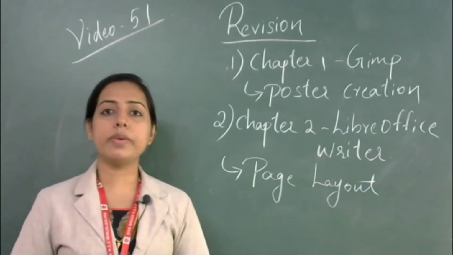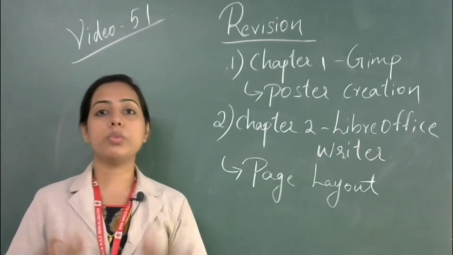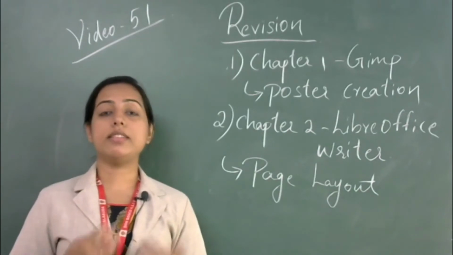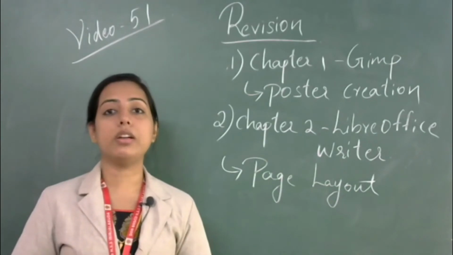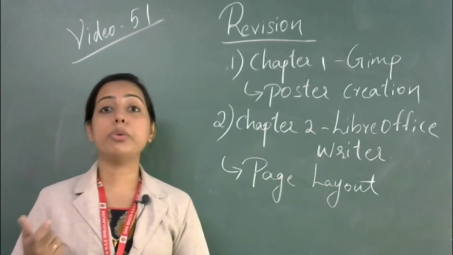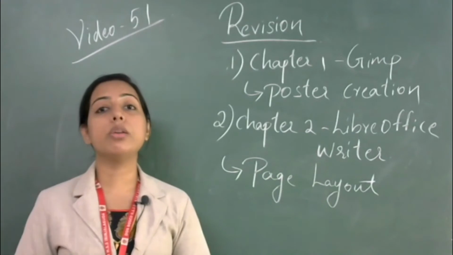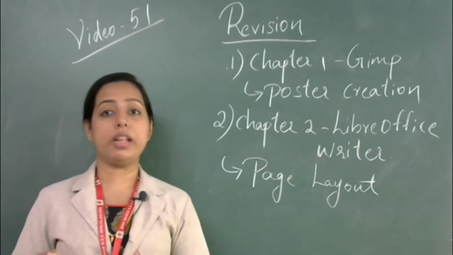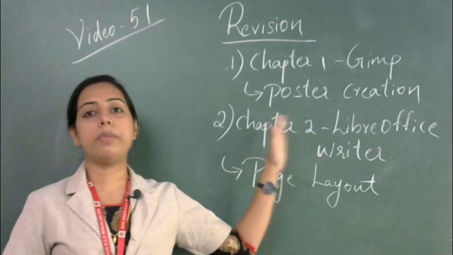And in GIMP software, you had studied different tools for creating a poster. So what were those tools? Yes, move tool, rectangle select, then scale tool, then what? Blend tool, foreground and background colors, etc. Then we had created one poster and we had to include a logo in that poster by using some options. Then we had to include text in that poster, and then insert an image in that poster. So these are the main activities in the first chapter, GIMP software.